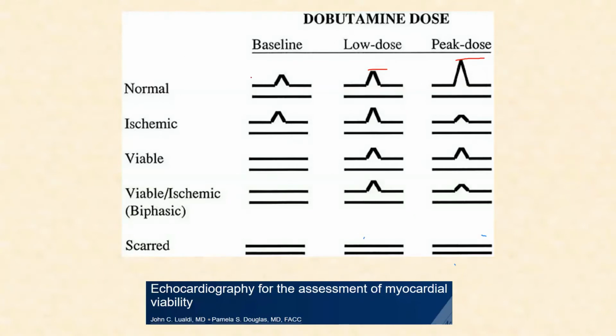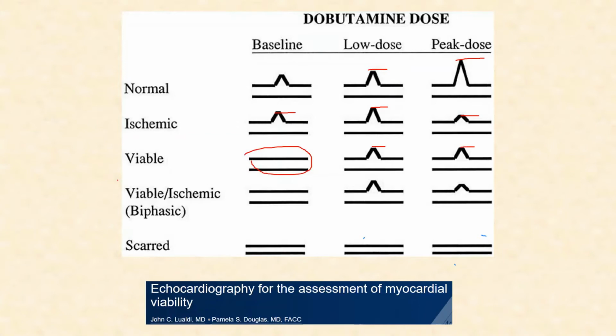Now look at the ischemic myocardium. Ischemic myocardium is hypokinetic. But when you give low dose, it becomes better. But at high dose, it goes low. Why is that? Because at high dose, you are going to induce ischemia. At low dose, you are going to induce recruitment. So at low dose, it improves. At high dose, it worsens. Now, look at viable myocardium. If it is hypo or akinetic at baseline, so no contractility at baseline, then you give low dose, it increases. High dose, it increases further.